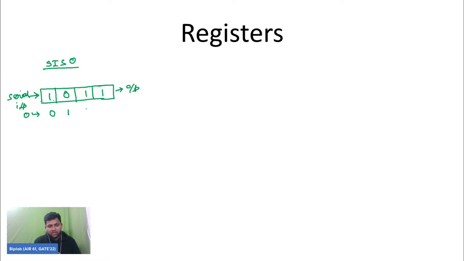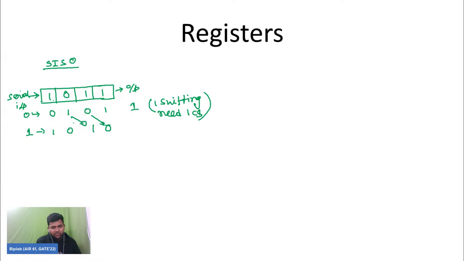The register will be shifted to 0101, and the bit that could not be placed here will come out as your output. To do this, one serial in and one shifting needs one clock cycle. Again, in the next step, if you give 1 as input, then it will be 1010, because this is shifted. 1 is the next input, and a 1 will go out as output. In the next step you will get the output 0. That is how SISO operates.